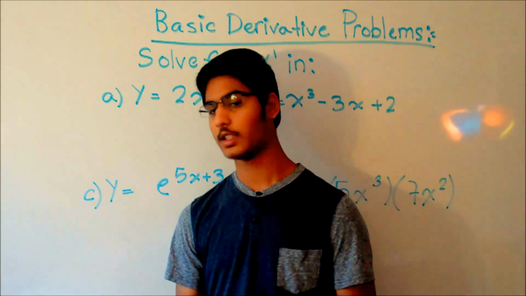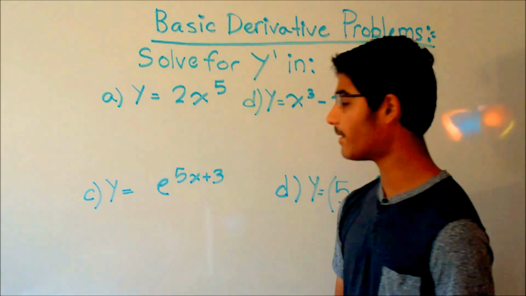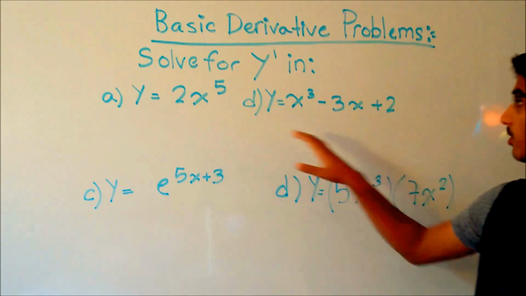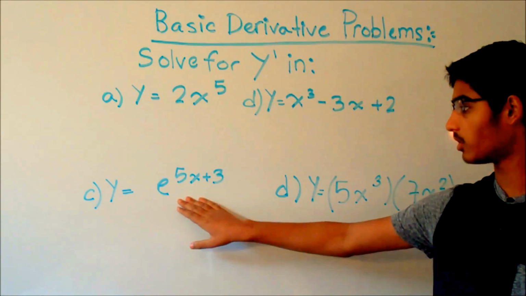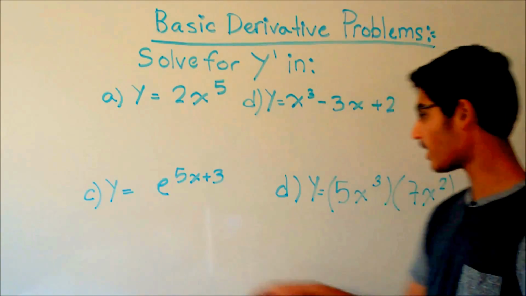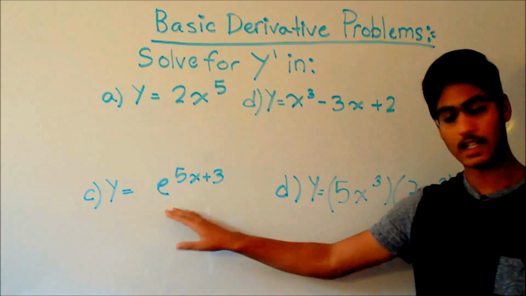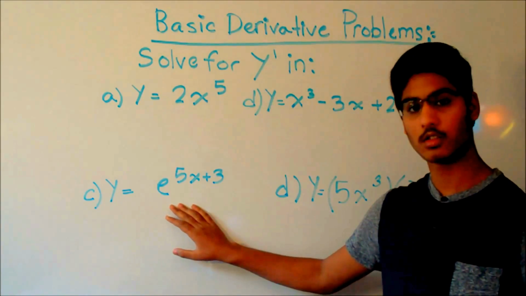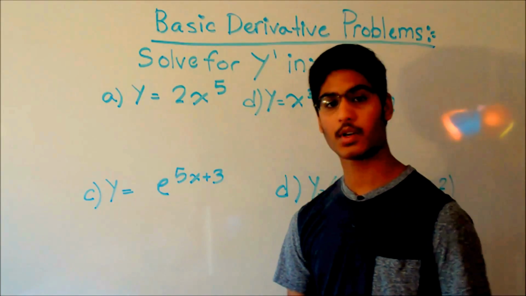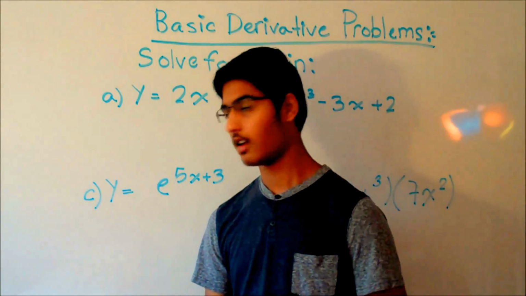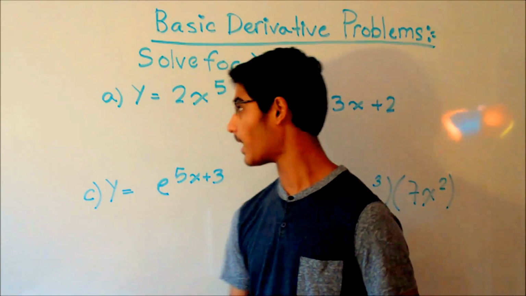As you can see, we're going to go over all, or most, of the types of derivative problems. We have the power rule, then we have the exponential rule, which is e to the something power, and then we also have the product rule. This problem here also uses the chain rule. So we're going to go over most of these ways to solve derivatives. Let's start with problem A.